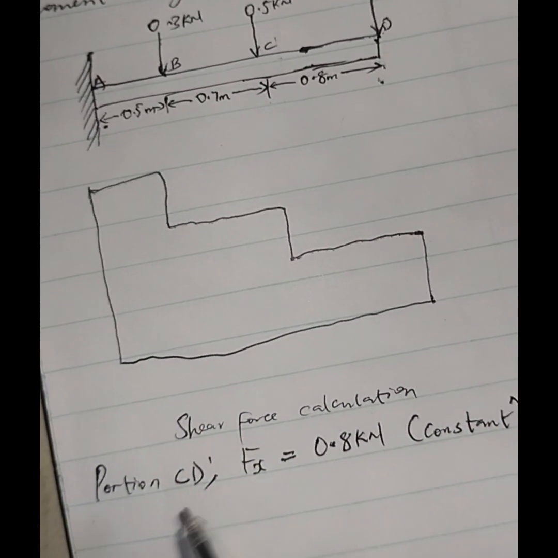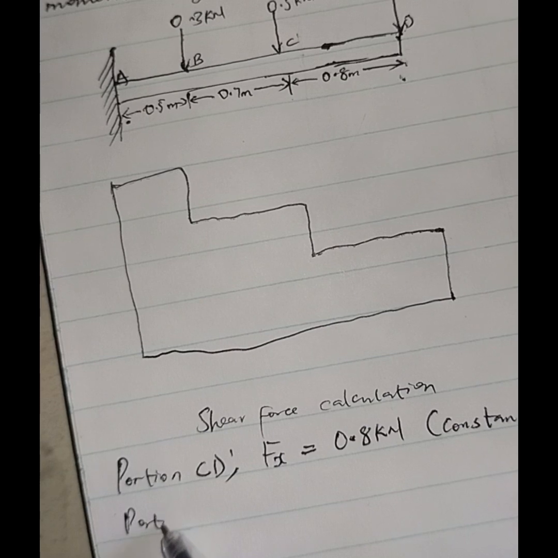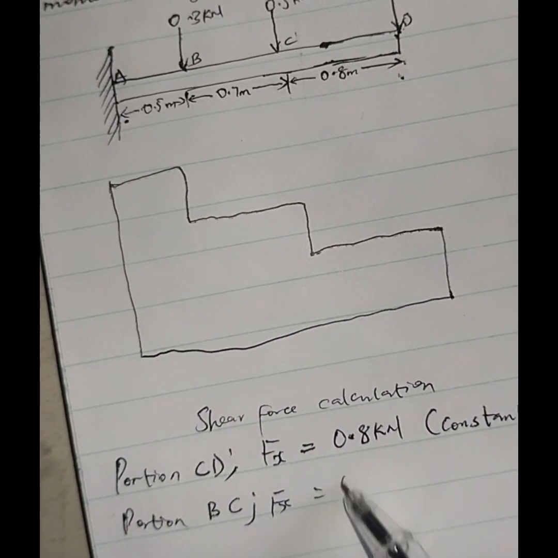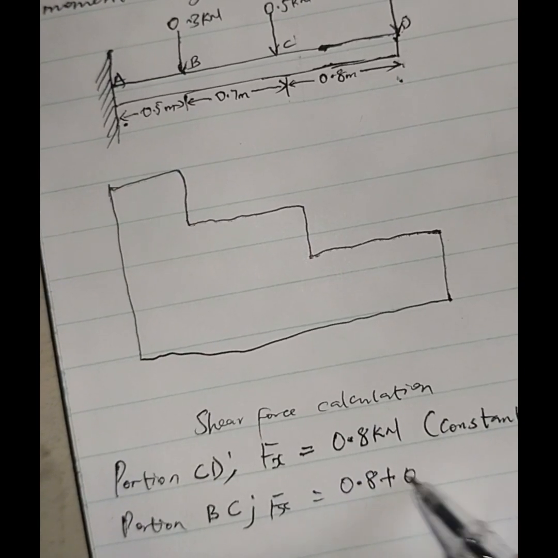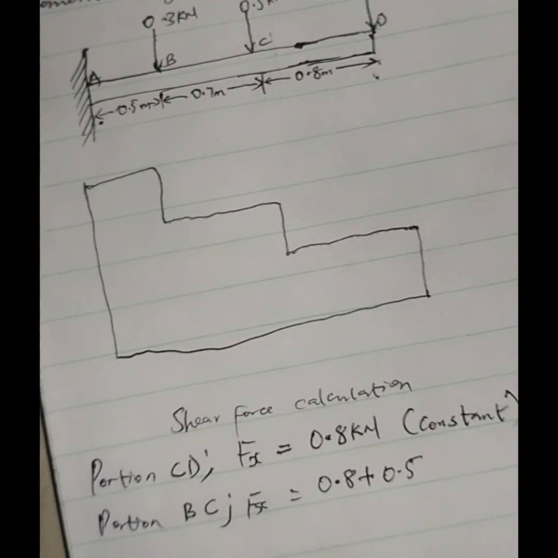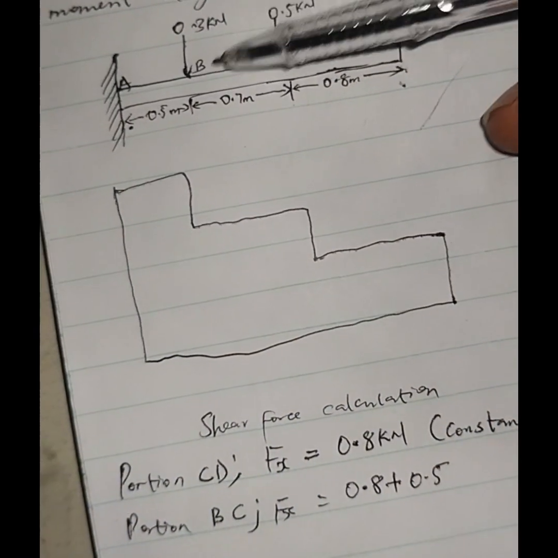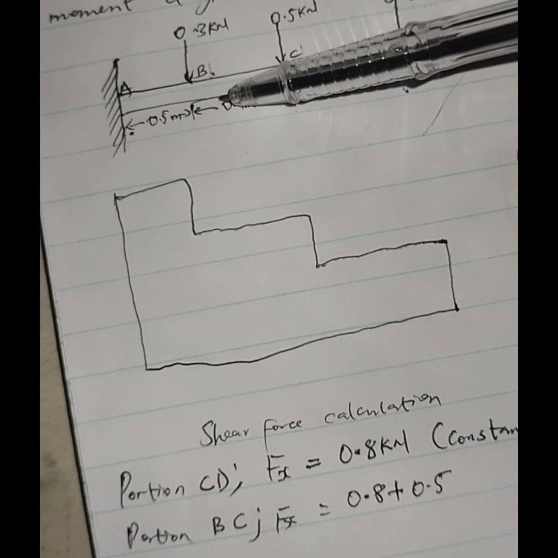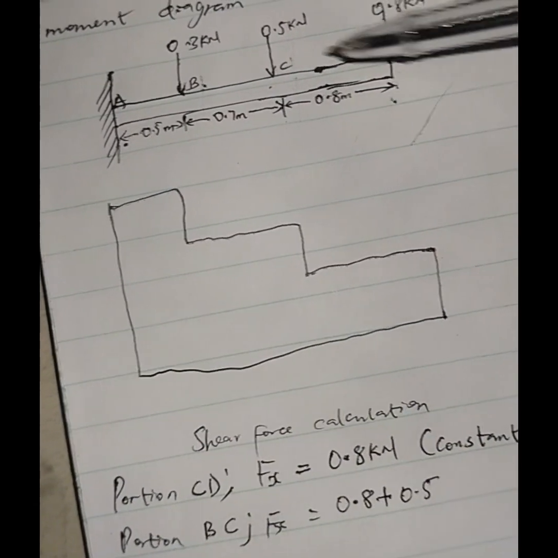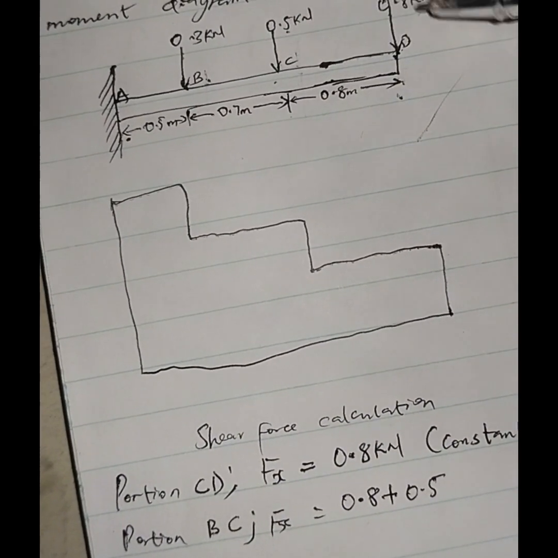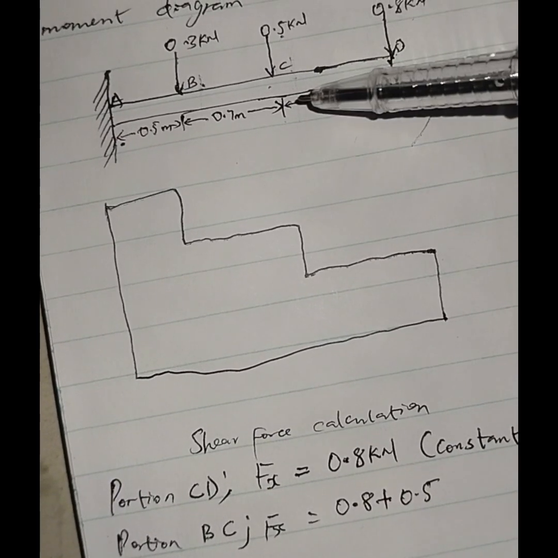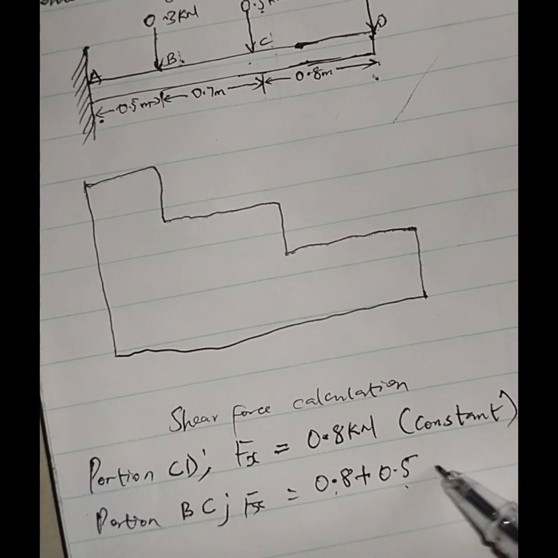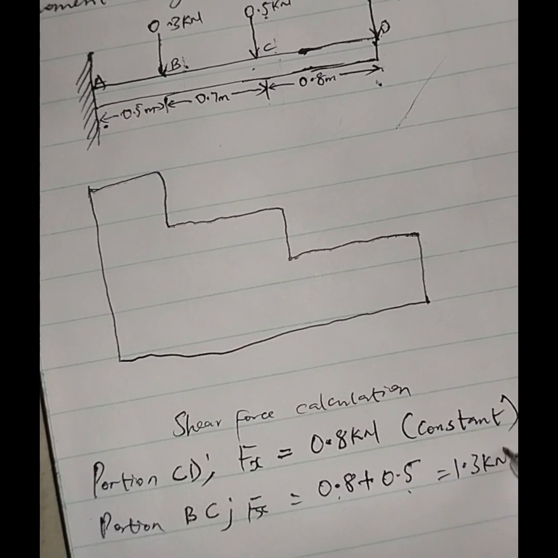Now if you go to portion BC, f of x will be 0.8 plus 0.5. Why are you adding it? You are adding it because now you are in BC, and it's as if you are cutting the beam from this B part. So what can you see? You can see 2-point loads, C and D, that is 0.5 and 0.8. So you add the two of them together, that is 0.5 plus 0.8, equal to 1.3 kilonewton.